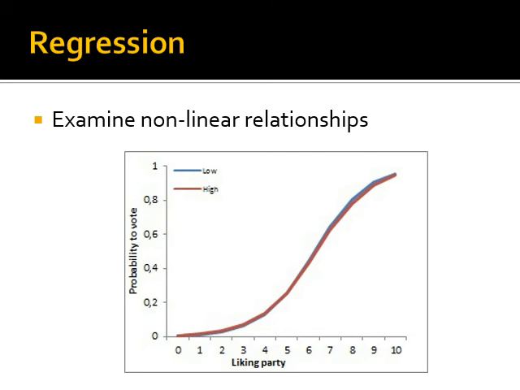Here's another example of when you would use regression for nonlinear relationships. We have probability to vote on the left, that goes up as a percentage, and then the 0 through 10 amount that people like a particular political party. It shows you that after a while, say you get to about 7 or 8, there isn't a particular impact of liking a party. It kind of plateaus after a while in terms of how likely someone is to vote.